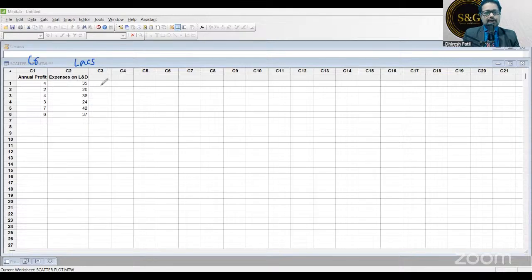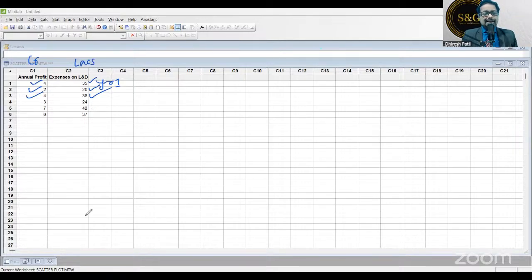Okay, for example, year 1, they spent 35 lakhs on L&D. L&D is what? Learning and development. So people trainings, people skill development, etc. Okay. So they spent 35 lakh rupees. On that year, they got 4 crore rupees ka profit. Okay. Second year, year 2, they spent 20 lakh rupees and they got 2 crore rupees ka profit. Third year, they spent 38 lakh rupees, they got 4 crore rupees of profit, and so on and so forth. So they have collected 6-year data.